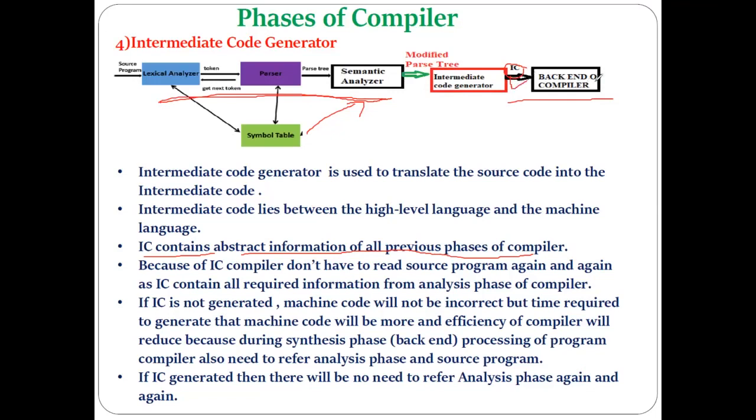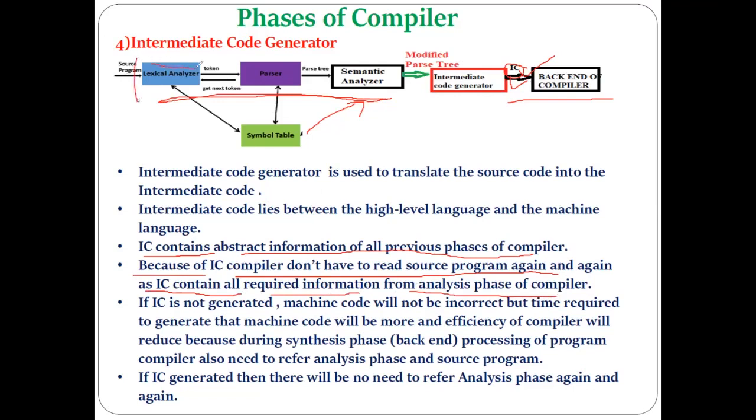Because when the compiler is generating the machine code in the backend, in the fifth and sixth phase, it will simply refer to the intermediate code. It will not refer to all the previous phases, because the intermediate code contains all the information produced while processing the source code in these previous three phases. That is the reason I have mentioned here: because of intermediate code, the compiler doesn't have to read the source program again and again, as intermediate code contains all the required information from the analysis phase of the compiler.